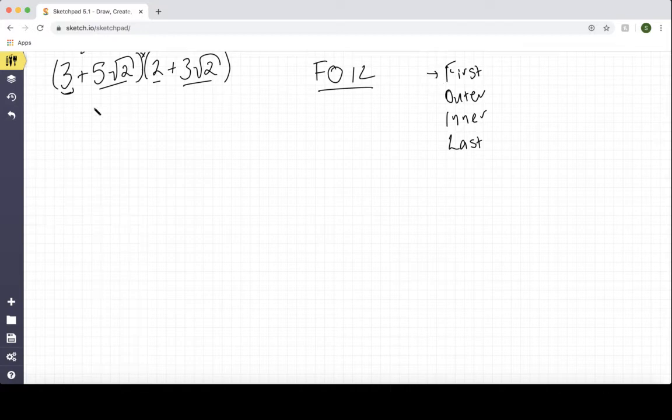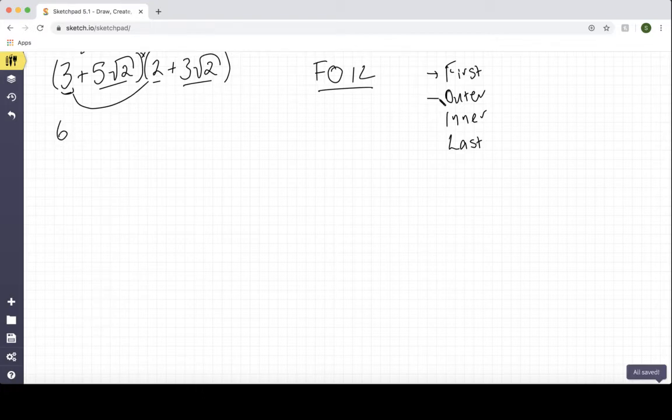So let's look at first. Okay, well the first things in our brackets, in this one, our first thing is 3, and in this, our first thing is 2. And you're timesing them together because that's what you're wanting to do to these brackets. So you've got 3 times 2. So this is the first thing you do. You've got 3 times 2, which we know is 6.